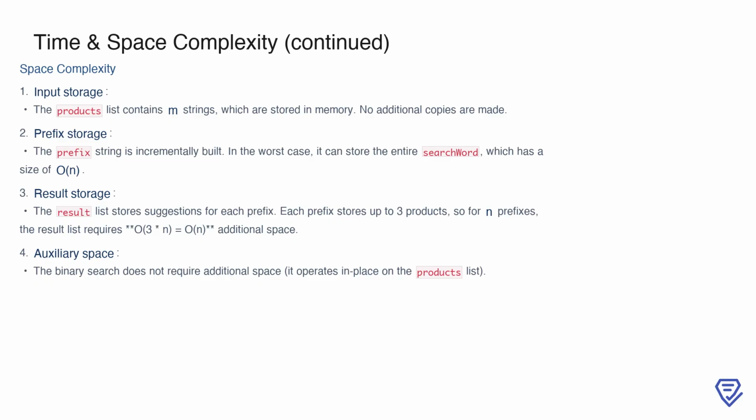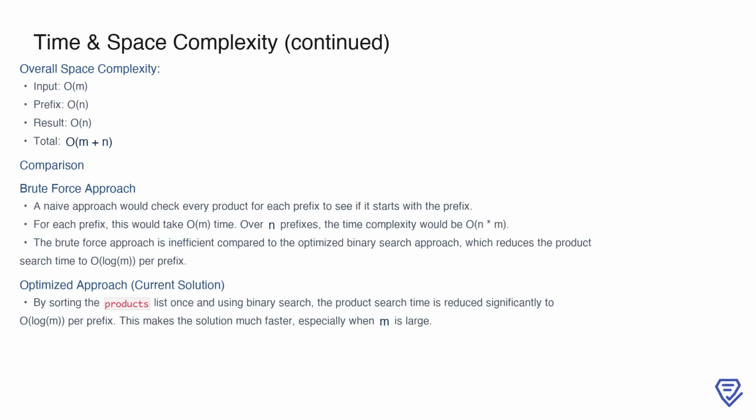Additionally, the result list stores the suggestions for each prefix. Each prefix can store up to 3 products, so for n prefixes, the total space required for storing results is O(3n), which simplifies to O(n). Finally, the binary search operates in place on the sorted products list and does not require additional memory. These components together form the overall space complexity. When we sum up the space requirements, we get the following: O(M) for input storage, O(n) for the prefix string, and O(n) for the result list. Therefore, the total space complexity of this solution is O(M + n).